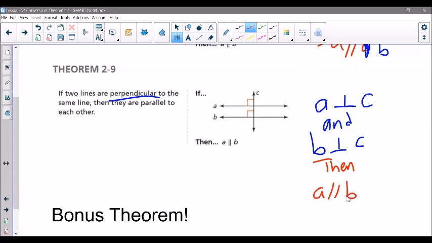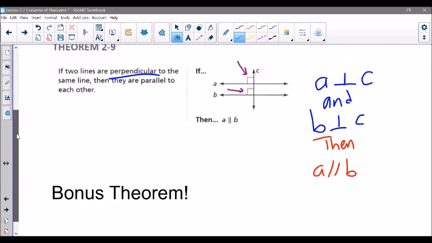All right, and that's like a special case of the corresponding angles, right? These two right angles, those are corresponding angles. They are in the upper left side of those intersections. They are congruent, therefore A and B have to be parallel. That's really all that one's saying. I don't know why it's a special theorem, I guess because it's perpendicular, but that's really all that one's saying.